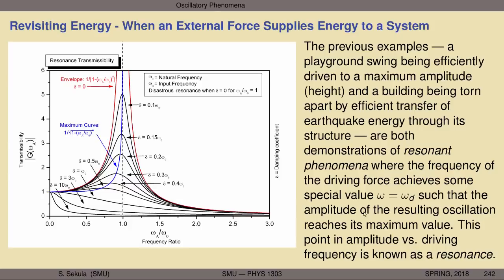So we have a driving force that achieves some special value, omega sub d, for the frequency of the driving force, such that the amplitude of the resulting oscillation of the system hits a maximum. And in fact, in a perfect driven situation where there's nothing that can damp out the motion, you can drive the system off to a huge amplitude, which can, again, rip it to pieces.